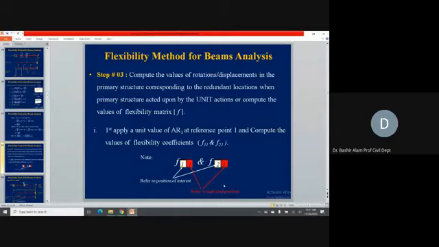Compute the values of rotation or displacements in the primary structure corresponding to the redundant locations. When the primary structure is acted upon by the unit actions, the values of flexibility matrix F are computed. First, apply a unit value of AR1 at reference point 1 and compute the values of flexibility coefficients F11 and F21. Already we discussed what the first subscript is showing and what the second subscript is showing. If you see here, the first subscript, which is shown by the white color in this box, refers to the position of interest where we are finding out the displacement. The second subscript is showing the unit load position where the unit load is applied. So this is the meaning of the second subscript.